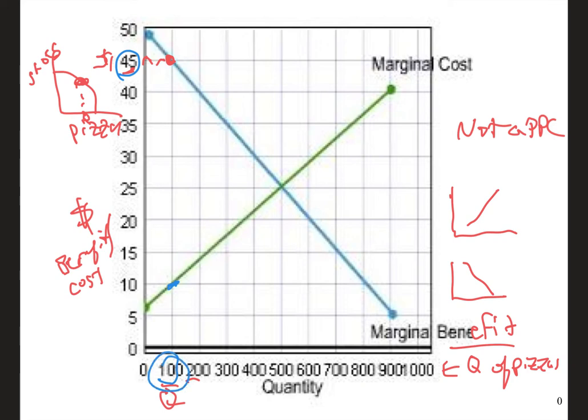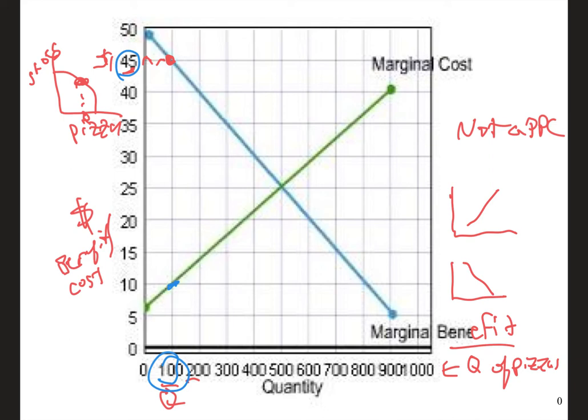So should the society produce these 100 pizzas? Definitely, right? They're getting $45 worth of benefits. People are willing to pay $45 a pizza. It only costs $10 to make. Should they do it? Yes, but they shouldn't stop there, because there's this huge gap here. Marginal benefit is so much greater than marginal cost. This is a society that could get a lot more pizza. Clearly, they still have some benefit that needs to be used.